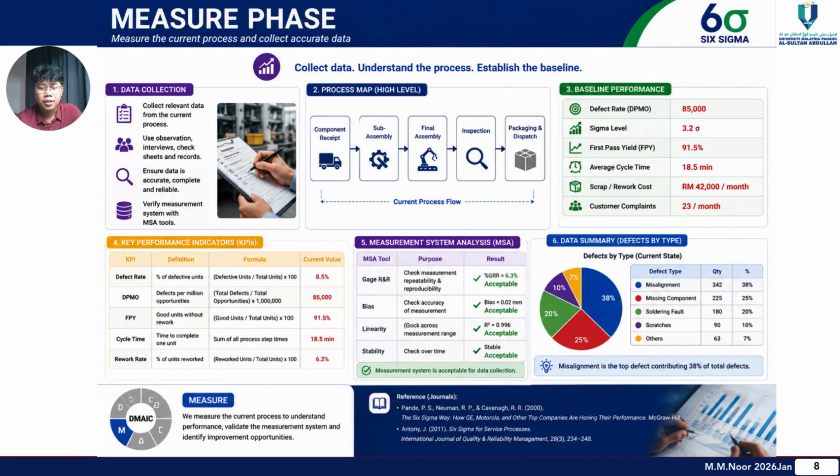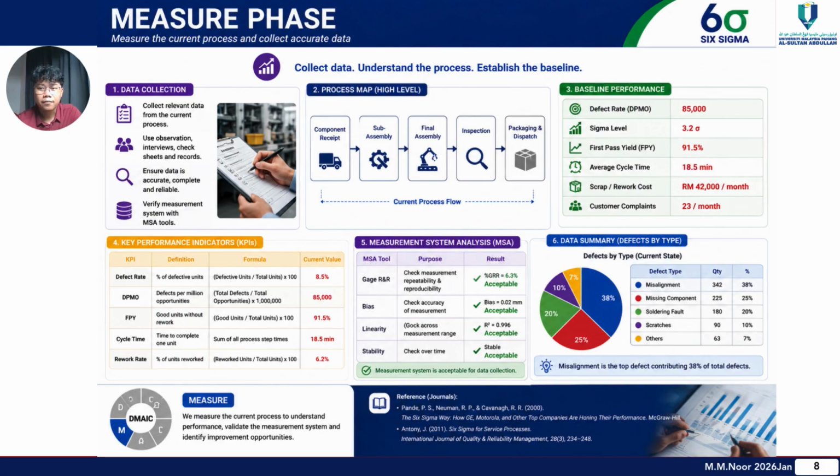And in the center, we have the process map. The process map illustrates the current workflow. It shows how the material moves from the component receipt through assembly, inspection, and final dispatch. So this helps identify where the defects may occur.